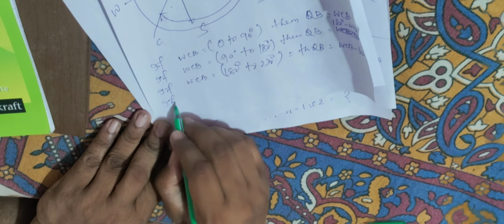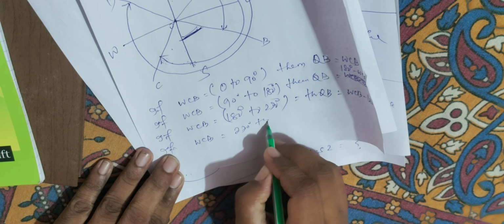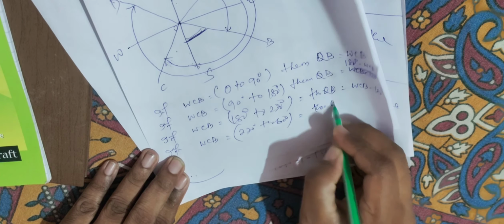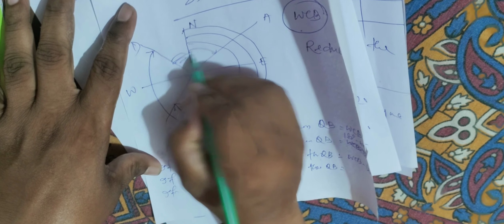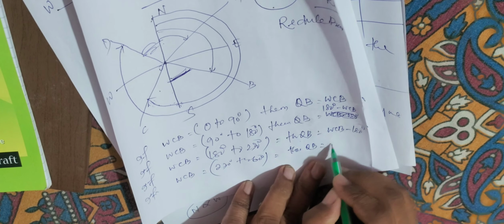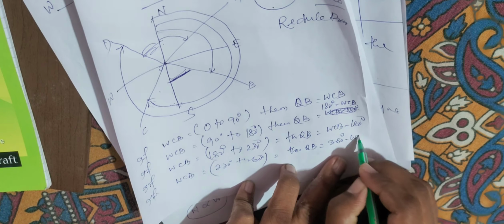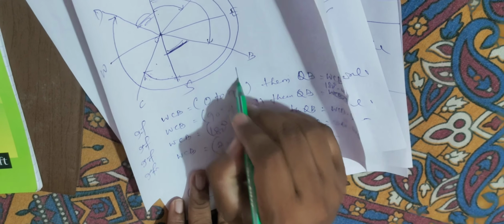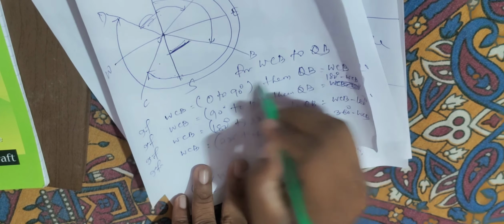And we will go for the last one. If the whole circle bearing is between 270 to 360, then QB equals how much? 360 minus whole circle bearing. That is the conversion from WCB to QB. Thank you.